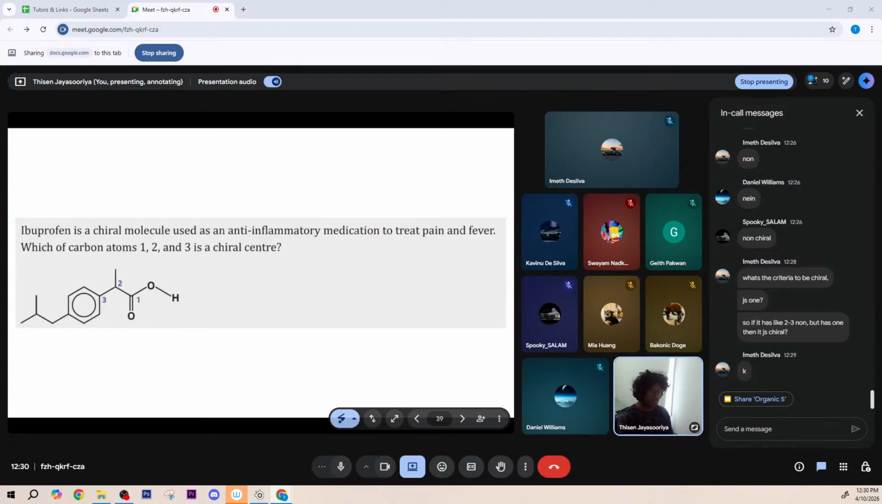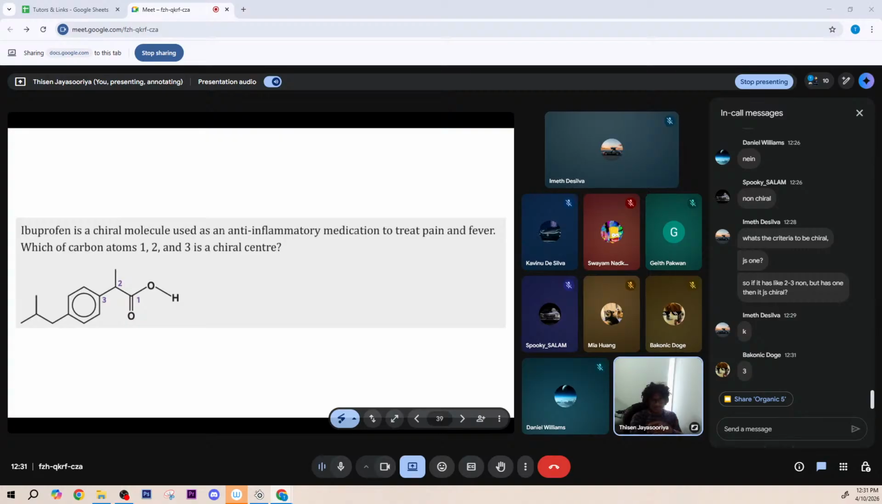So here, ibuprofen is a chiral molecule used as an anti-inflammatory to treat fevers. Which one of the atoms, 1, 2, or 3, is chiral? Now, multiple of them could be chiral, but which one of them do you guys think is chiral? Is it 1, 2, or 3? What do you guys think? A carbon is chiral if it's surrounded by 4 distinct environments. You think 3 is chiral?